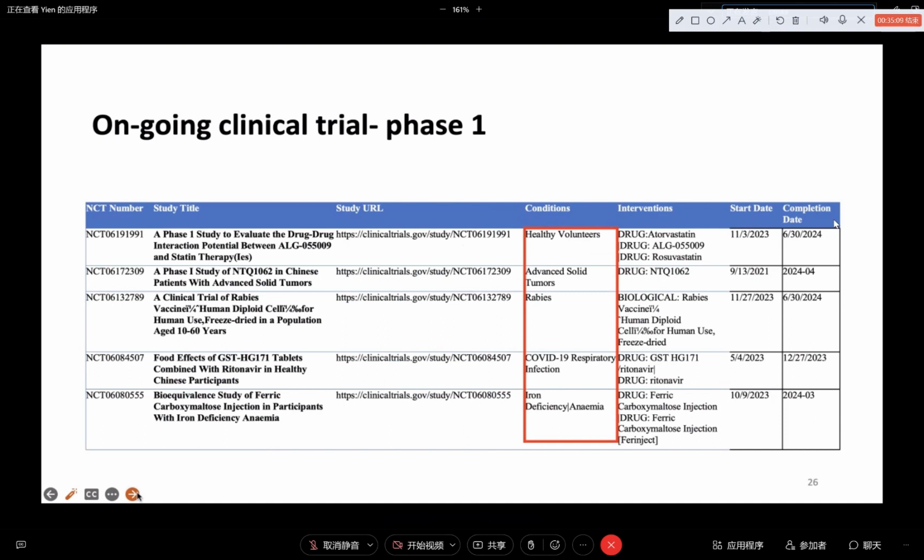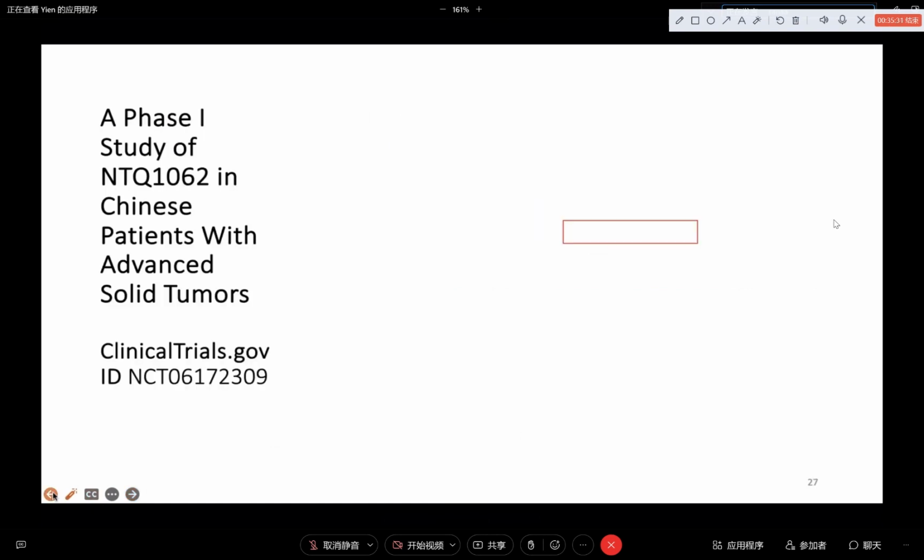and biological things. So all the studies that I chose are ongoing clinical trials working on drug and biological interventions. The starting date of each of them, most of them started in 2023, which means they will finish in 2024, next year, because in the first one we have a short period.